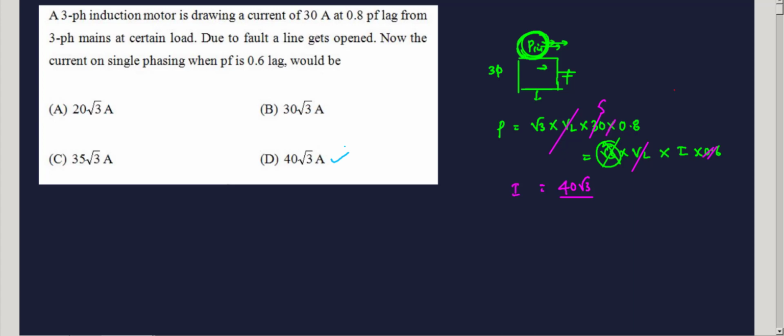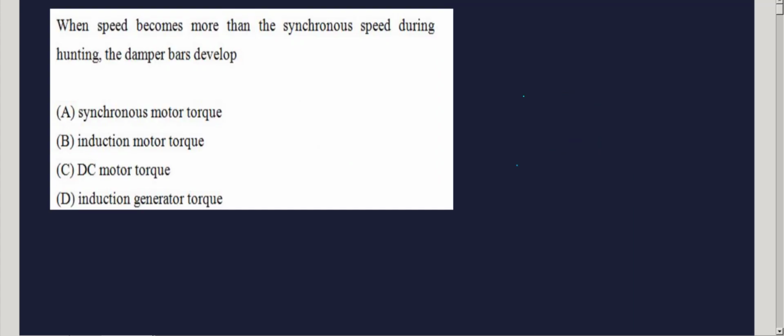So the mechanical rating power of the machine is constant. The rating of the power is constant, so we don't change that. It remains constant, and if you equate it, you get the answer. Next question. Let's see this next question.